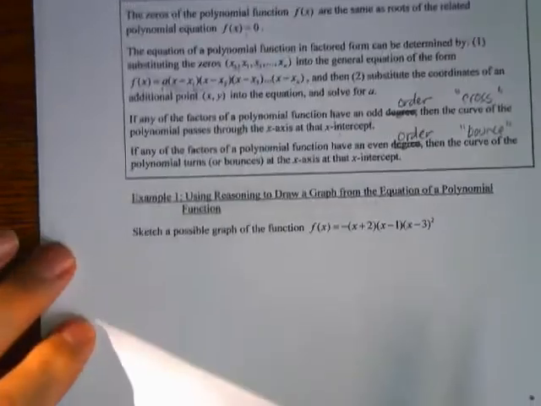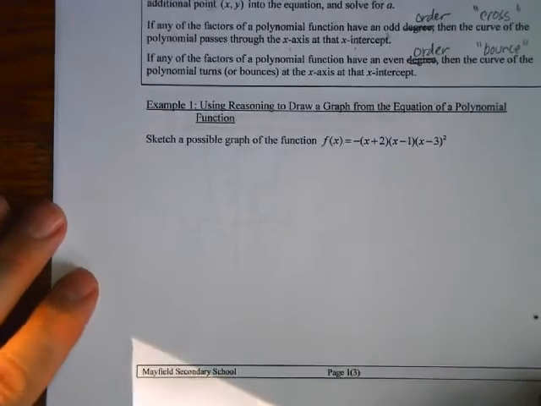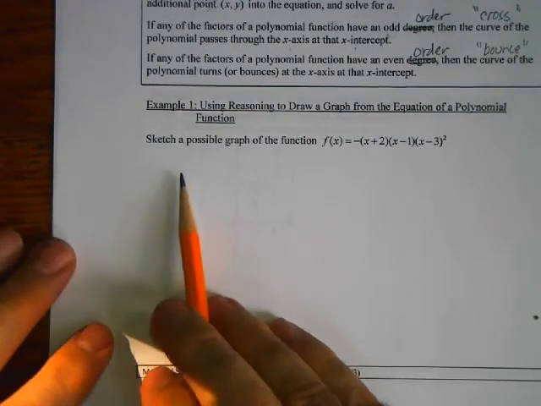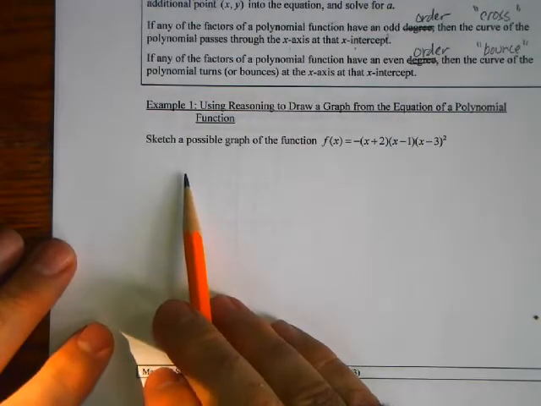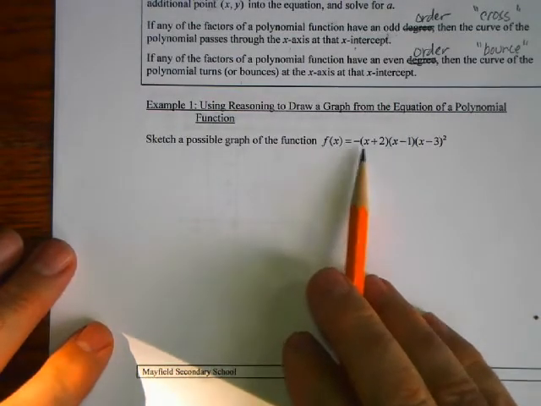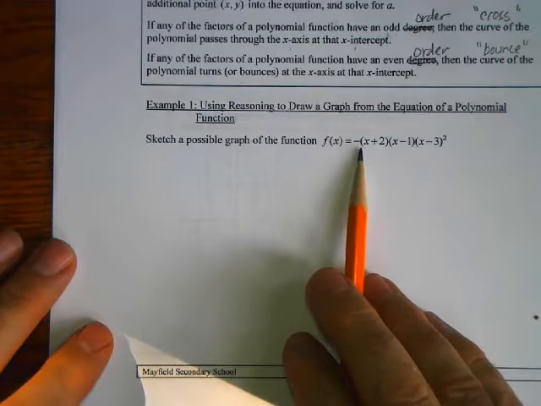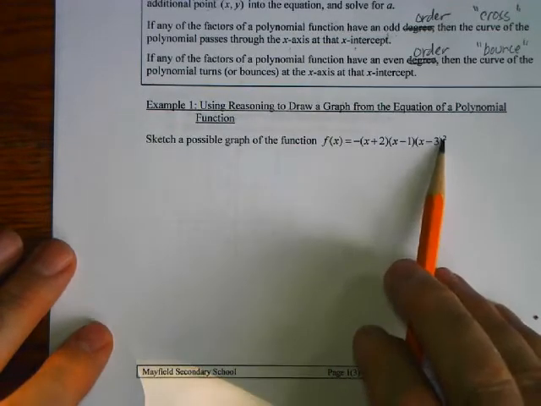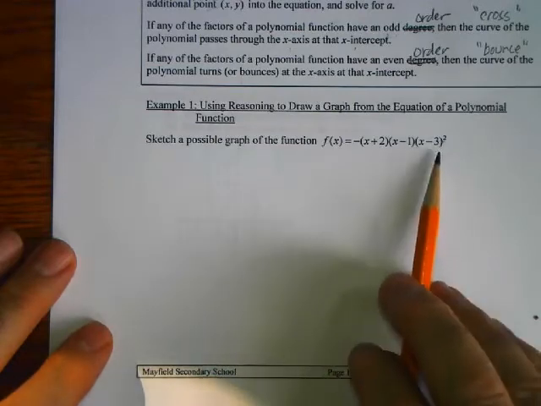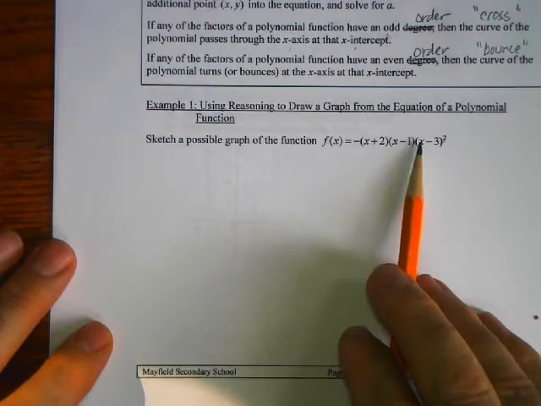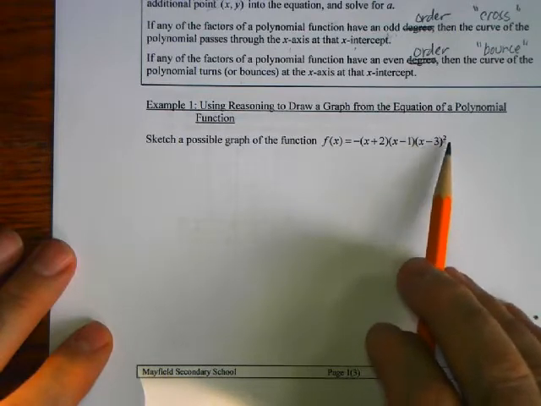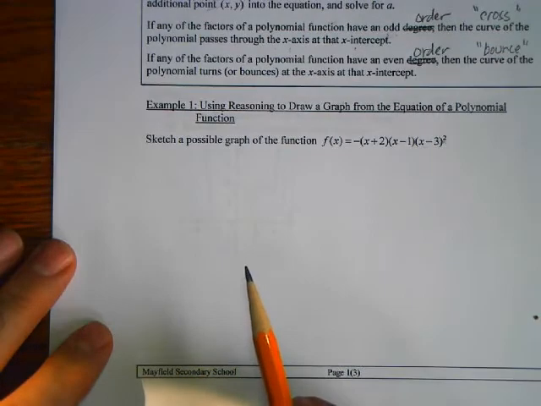Okay, so let's do some actual work here. This says sketch a possible graph of the function, and this time you can see it's factored. So f of x equals negative bracket x plus 2, x minus 1, x minus 3, and that factor, we actually have two of them. So that factor has order 2, or the x-intercept that comes out of here will also have order 2.